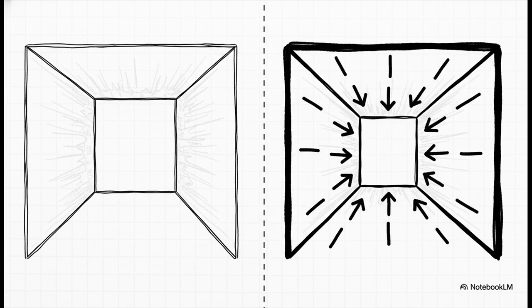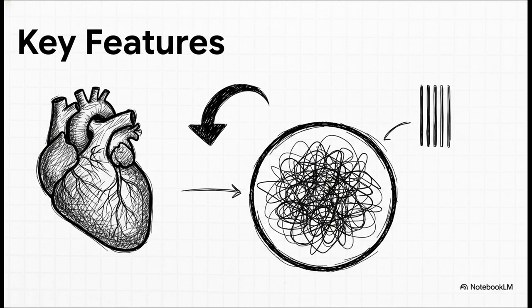Pretty soon, there's barely any space left inside the room. That's exactly what happens in the heart's main pumping chamber. The muscle gets so bulky that there's just not enough room for blood to even get in. So the really crucial point here is that this is a filling problem, what doctors call diastolic dysfunction. The pump itself is super strong, overgrown even, but it can't relax and open up properly to let blood in.